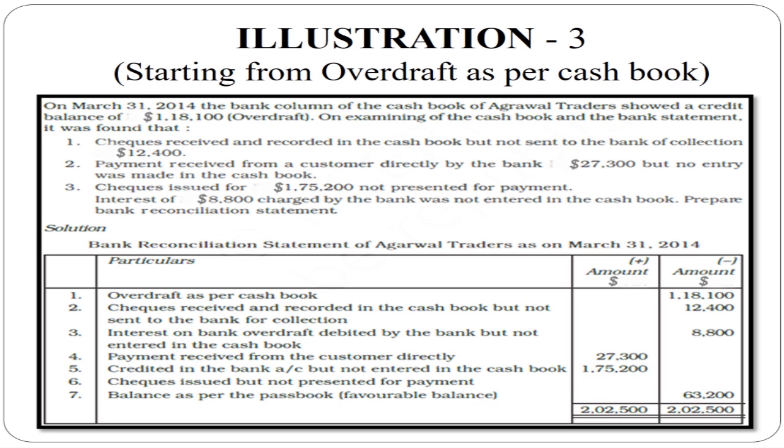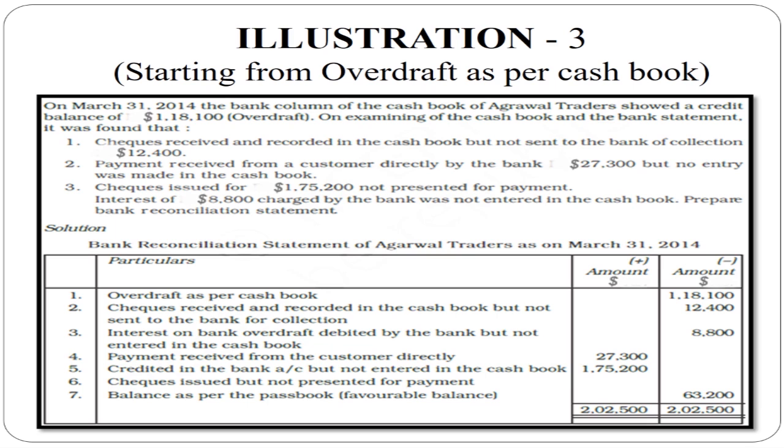On 31st March 2014, the bank column of the cash book of Agrawal Traders showed a credit balance of $118,100, that is overdraft. On examining the cash book and the bank statement, it was found that checks received and recorded in the cash book but not sent to the bank for collection, that is $12,400. Payment received from a customer directly by the bank, that is $27,300, but no entry was made in the cash book.